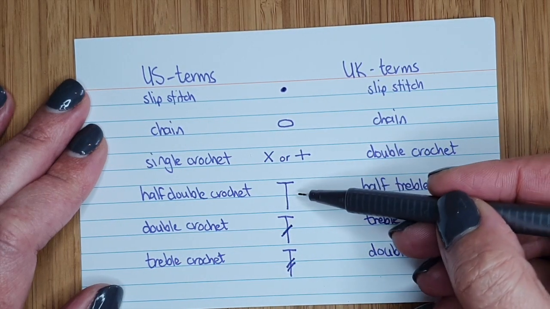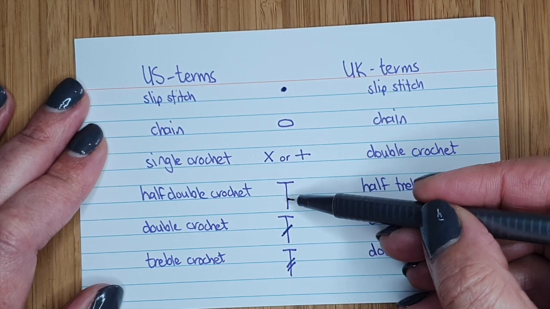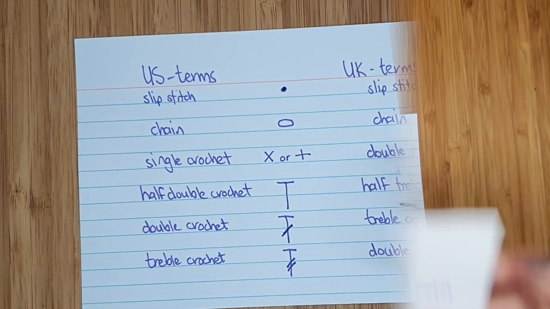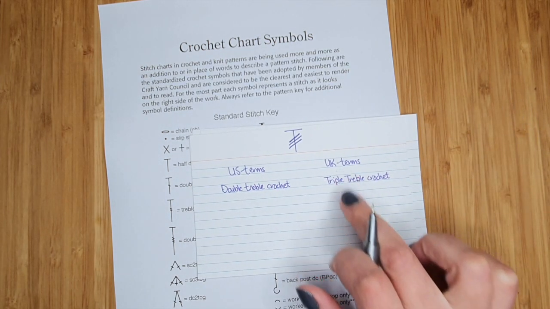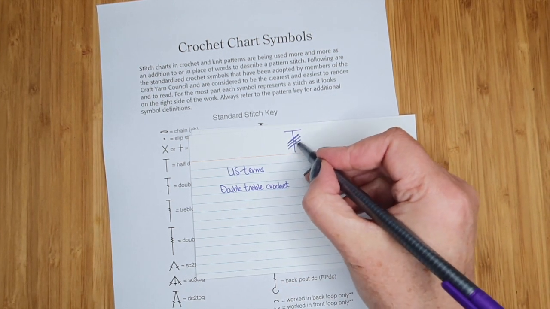The only exception is with your half double crochet. Your half double crochet does not have a line through, but you yarn over before you place your hook into that stitch. If you look at the double treble crochet in US terms, or in UK terms, the triple treble crochet, it's got 3 lines over that large T.